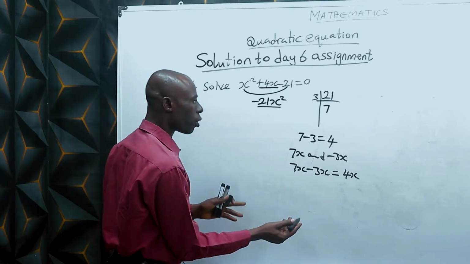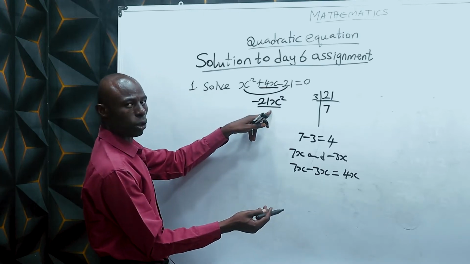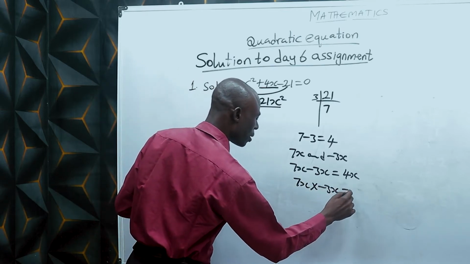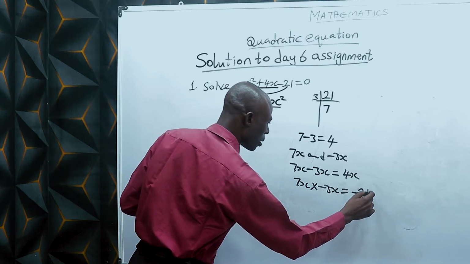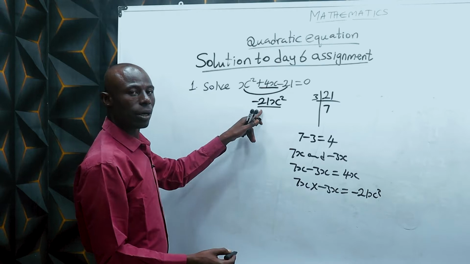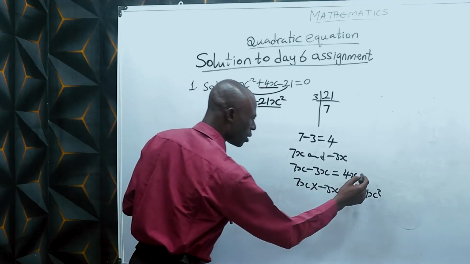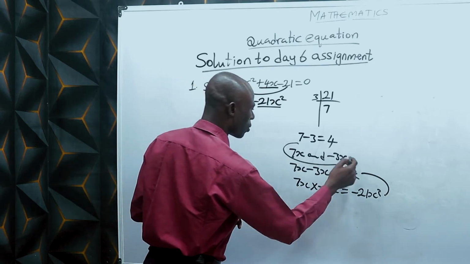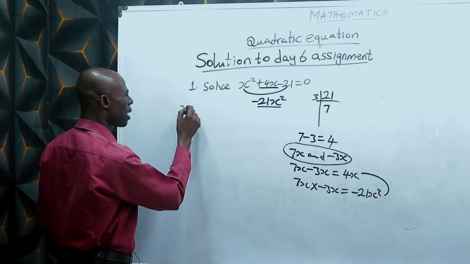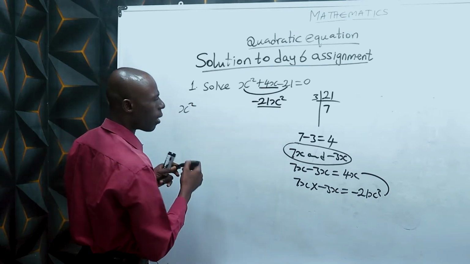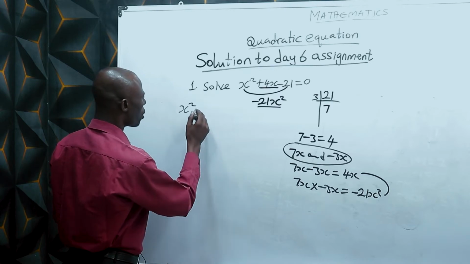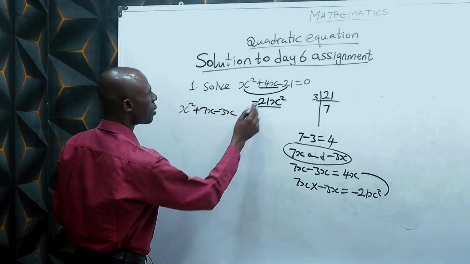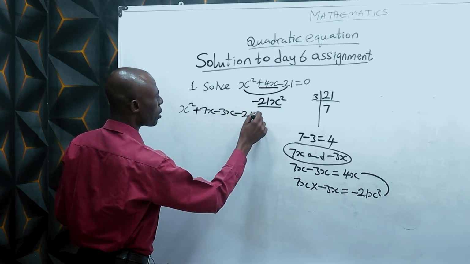Let's try whether their product will satisfy also the product of first and last term. 7x times minus 3x, that gives minus 21x squared. Exactly. Once these two factors satisfy the two conditions, then we regard them as viable factors. So we use x squared, in place of 4x, we put plus 7x minus 3x. Then we introduce minus 21 equals 0.